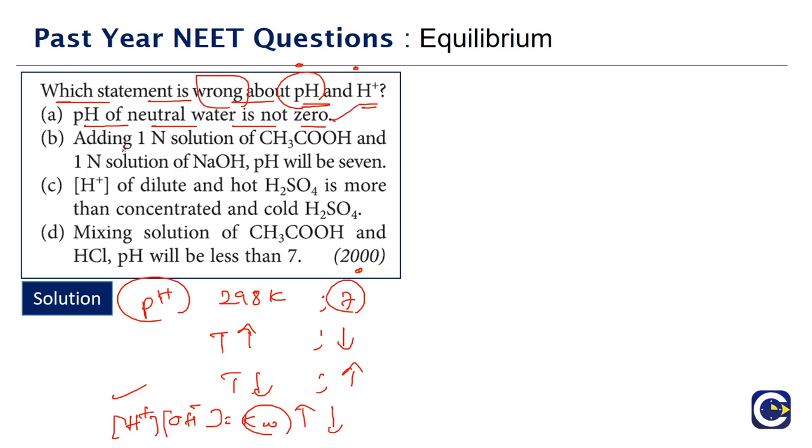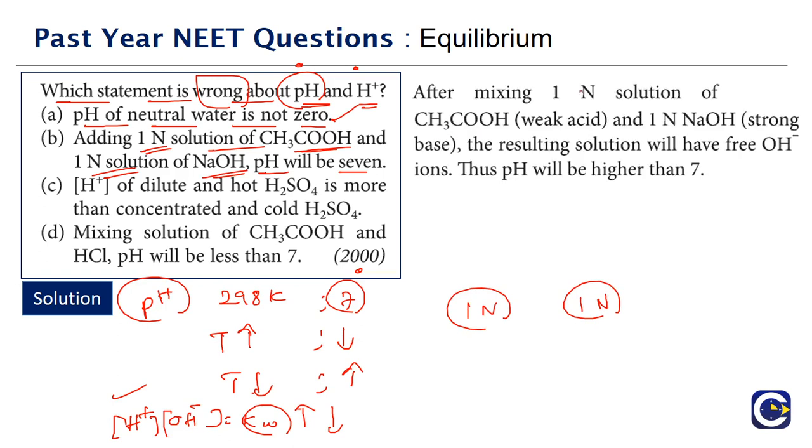Okay, so option B is saying what? One normal solution of acetic acid and one normal solution of NaOH, the pH will be 7. See, if you look at acid base neutralization, one normal of a strong acid will be completely neutralized by one normal of the strong base. But here the situation is we have one normal each. Ideally they should neutralize, but acetic acid is a weak acid, whereas sodium hydroxide is a strong base.